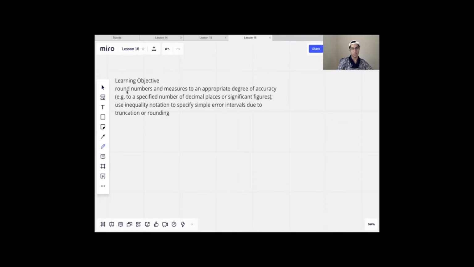Today's learning objective is to round numbers and measures to an appropriate degree of accuracy, e.g. to a specified number of decimal places or significant figures, using equality notation to specify simple error intervals due to truncation or rounding.